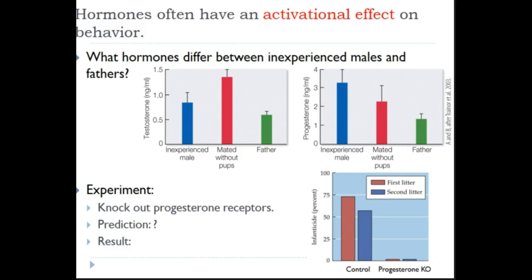So the idea here is that this hormone, progesterone, is having what's called an activational effect on a behavior. In this case, the behavior is infanticide, and when progesterone is present, it activates the infanticidal behavior. There are some other ways that hormones can affect behavior. They can have more of a developmental impact where they change developmental trajectories. Here we're just focusing on what your book defines as an activational effect, and that's where most of the time we're going to be.